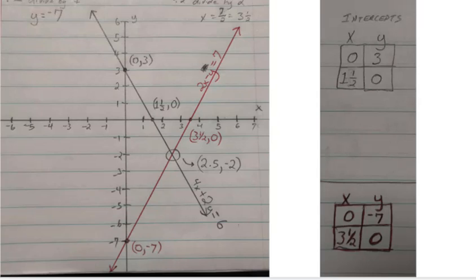Okay. So if this line represents the first equation, the red line represents the second equation, where they intersect should be a point where at that point both equations are true, and that's the solution. That's the solution we're looking for.